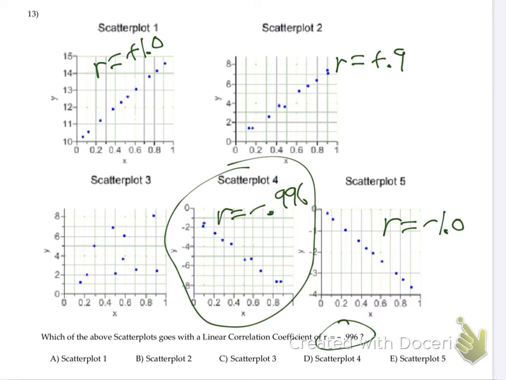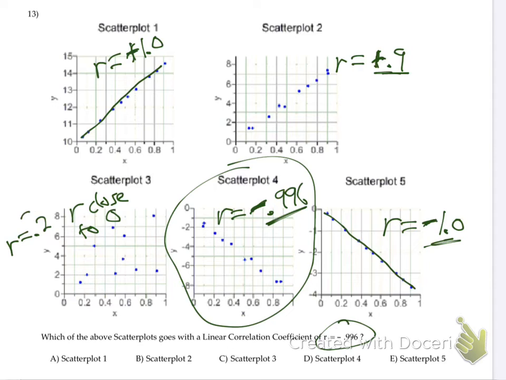So when R is negative, the lines are going down. When R is positive, the lines are going up. And if they're in a perfect line, it's 1.0, or a perfect line down, negative 1.0. If it's close to perfect, it's like 0.9, positive or negative. This other one, R would be close to 0, like 0.2 or negative 0.2 or positive 0.1 or negative 0.1, close to 0 because there's no line on that one.